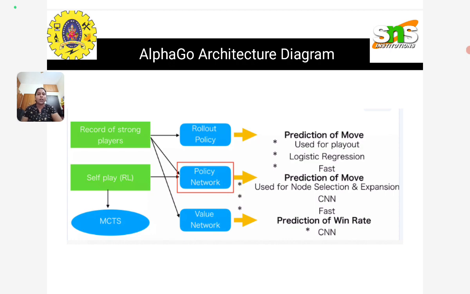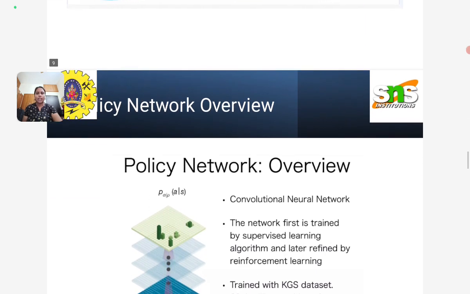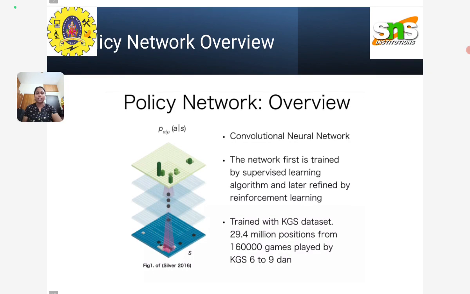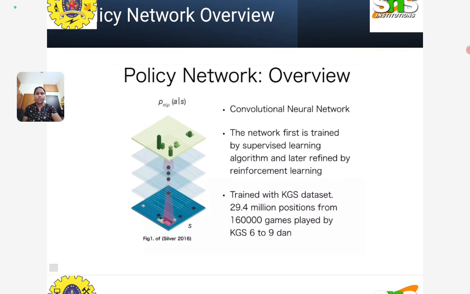The prediction of moves is used for node selection and expansion using a convolutional neural network, and the fast prediction of win rate, that is whether we lose or win, is also done using a convolutional neural network. The policy network overview is a convolutional neural network. This network is first trained by a supervised learning algorithm, and later refined by reinforcement learning.